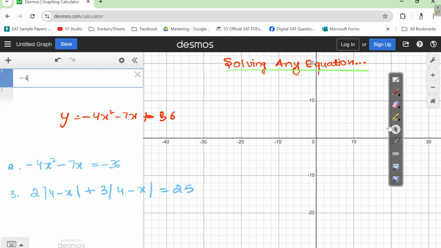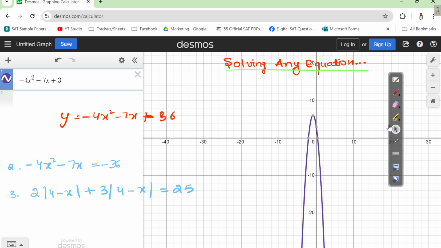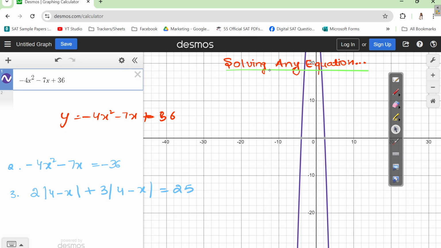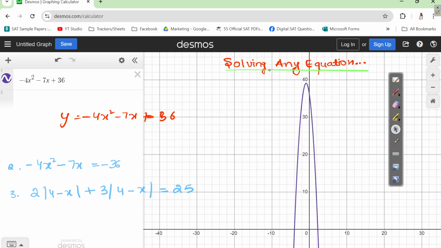So you have negative 4x squared minus 7x plus 36. So now when you do this, you'll get the actual graph. Even if you do not enter y is equal to, even then you'll get the actual graph.